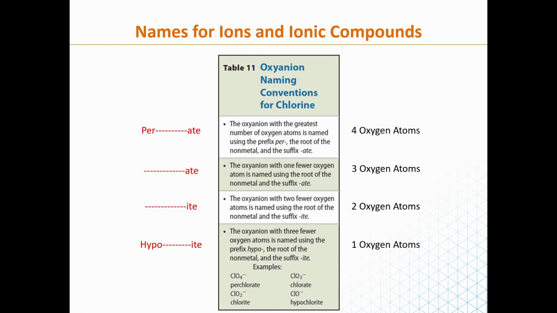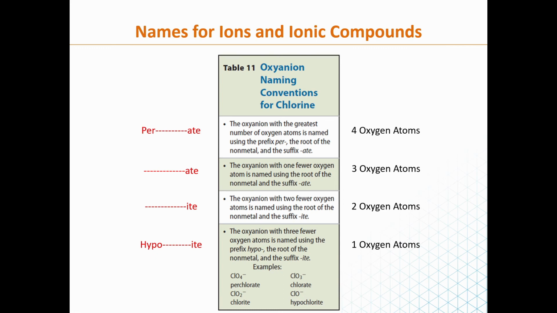Oxyanion naming convention of chlorine. We have four types of oxyanion of chlorine. The chlorine with the most oxygen atoms comes with the prefix "per" and the suffix "ate", like this, ClO4 minus 1, perchlorate. After that we have the chlorine oxyanion with 3 oxygen atoms. It will just take the suffix "ate". We can call it chlorate.